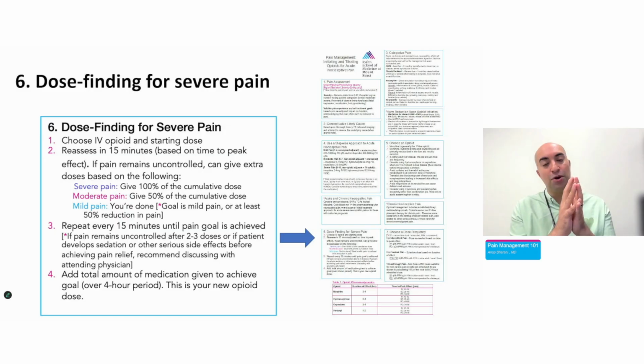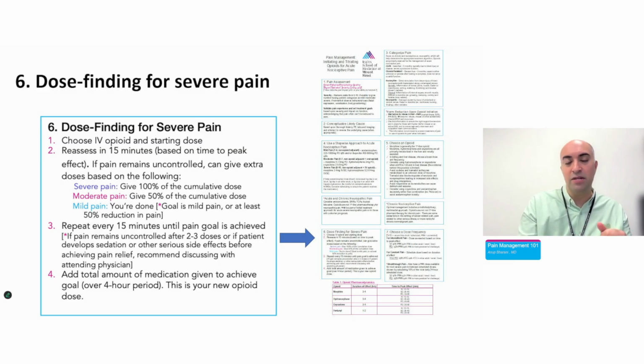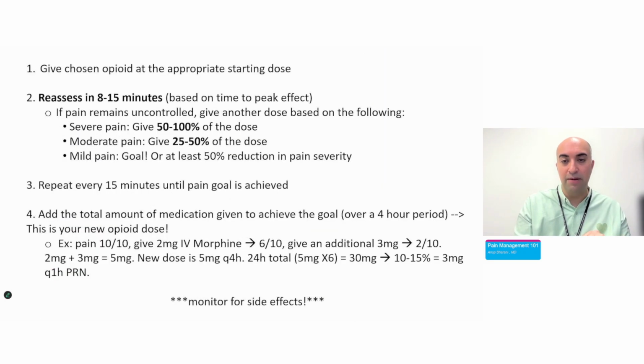And then you would add the total amount you gave over that half-life period, or 4 to 6 hours, and that's going to be your new standing or your new PRN dose, depending on if it's intermittent or constant pain.